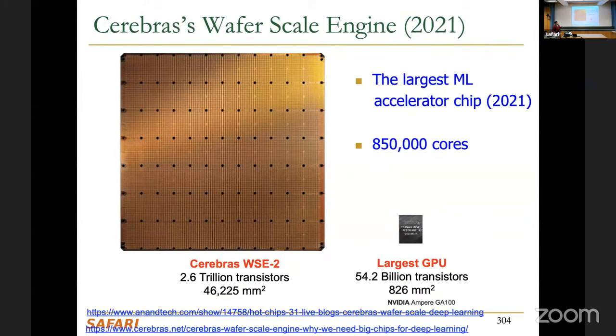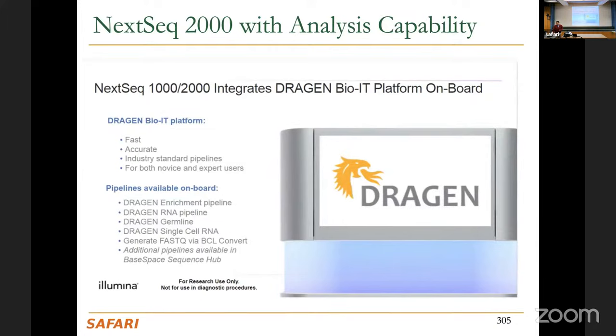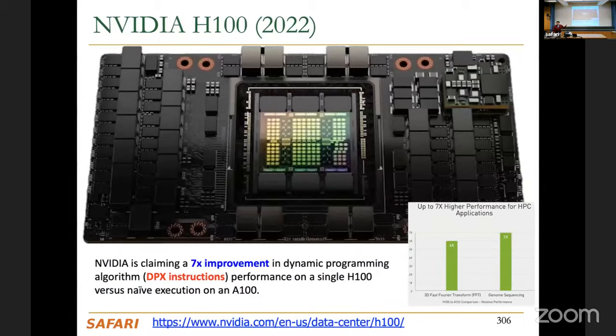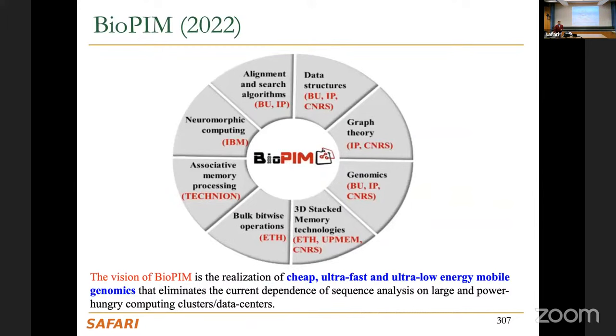So people are essentially building these huge chips to accelerate important applications. And this is, again, an example from the Illumina Dragon chip, and this is the one that I mentioned with the specialized dynamic programming instructions in the GPU. And we're also part of these efforts as part of the BioPIM project.